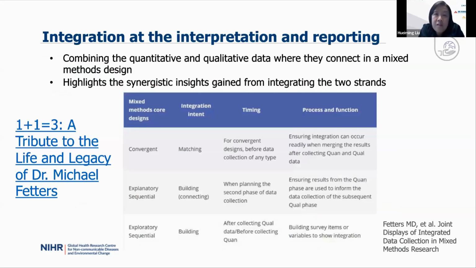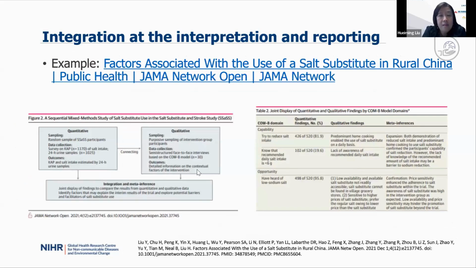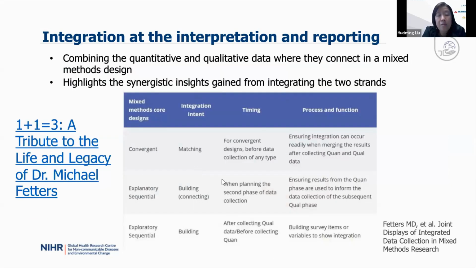So a little bit about integration at the interpretation and reporting stage. You're really combining the quantitative and qualitative where they connect in that mixed methods design, and there's that synergy that you can get from integrating the two strands. This table is from one of the pre-readings, about how you can have convergent, explanatory, sequential designs, and the integration intent can be matching or building, and the timing of it. For example, here they're saying when you're merging, you've collected your quant and your qual data, can you actually ensure that integration can occur readily?